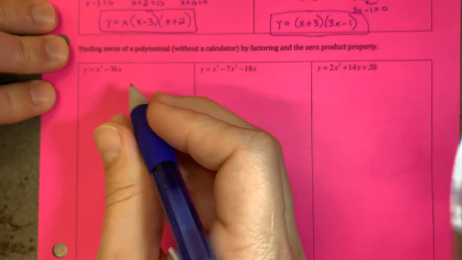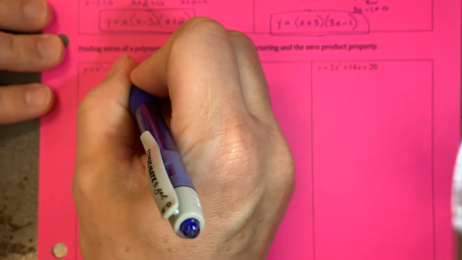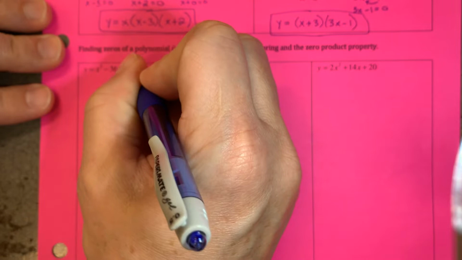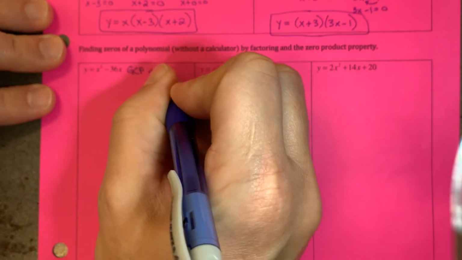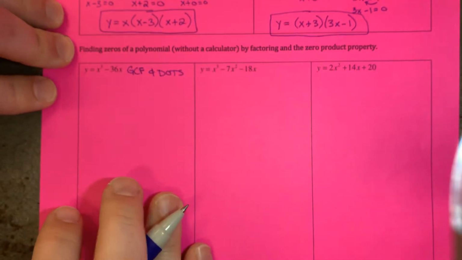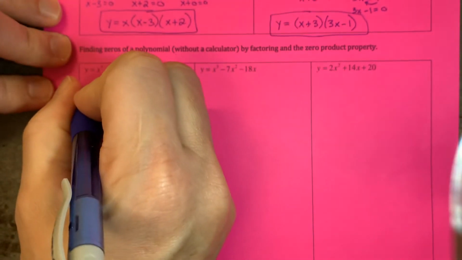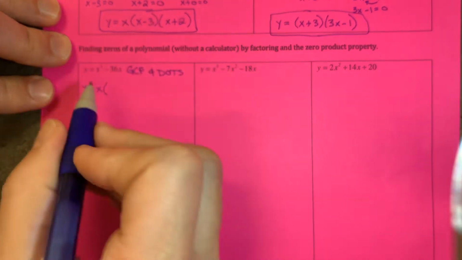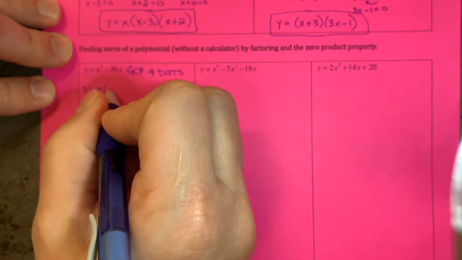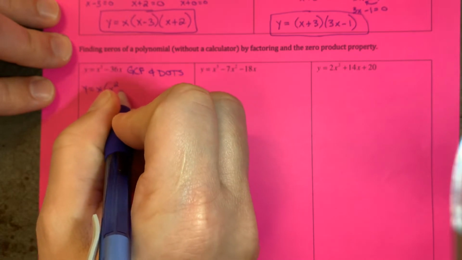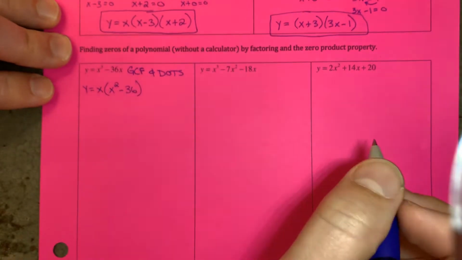So I'm going to pull out the GCF of x, and I'm just going to write down that this is a GCF problem, and then it will also turn into a difference of squares problem as well. So we factor out the GCF. We have y equals x, which basically means divide each one of these by x, the GCF, and you would get x squared minus 36.